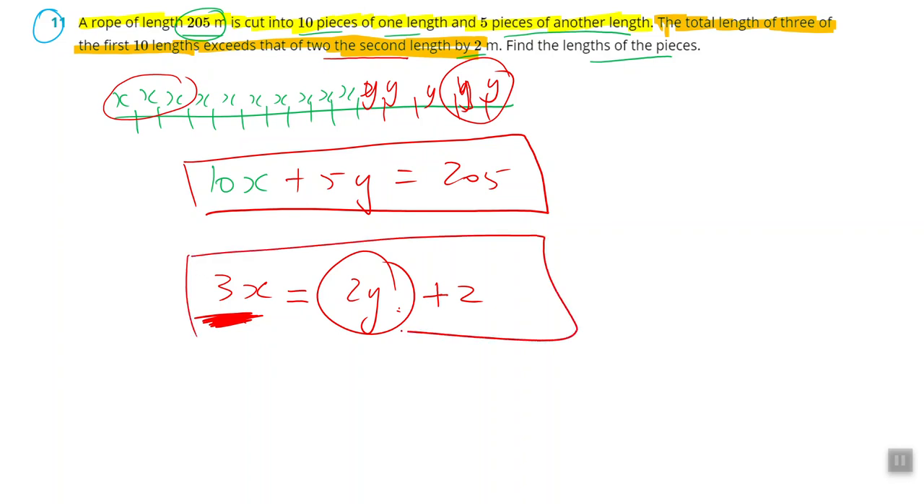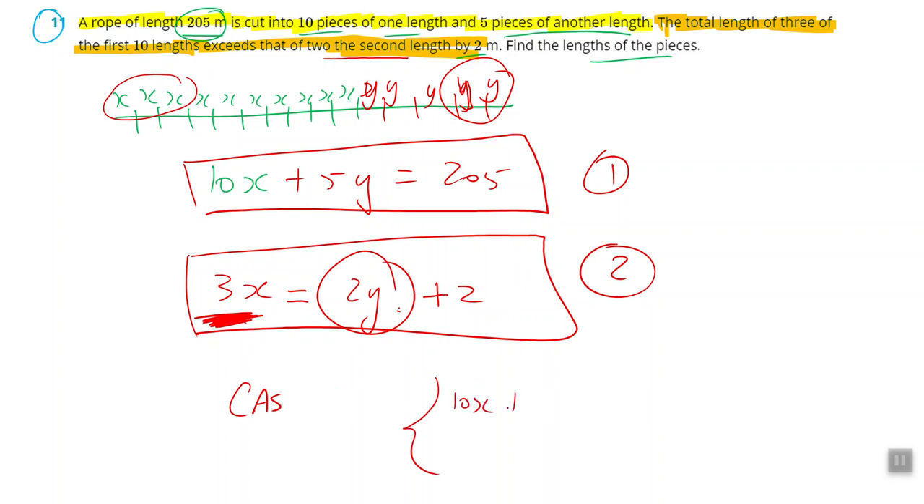Once we form the two equations, equation 1 and equation 2, you can solve these equations simultaneously. Because the numbers are relatively large, I would elect to use the CAS calculator for this. On your CAS calculator, to solve this simultaneously, you enter 10x plus 5y equals 205 and 3x equals 2y plus 2. Solve for x and y, and your x and y are the actual lengths of each of the pieces.